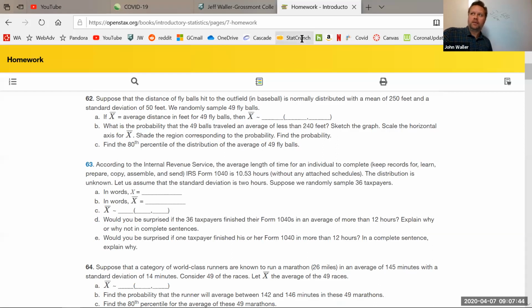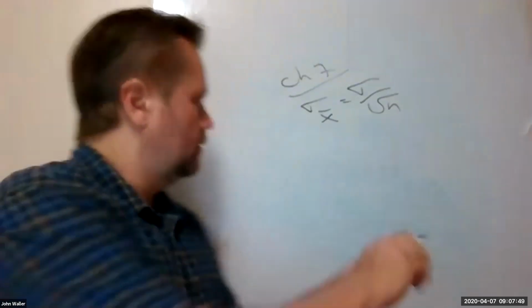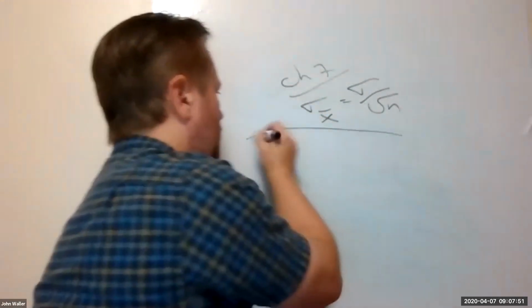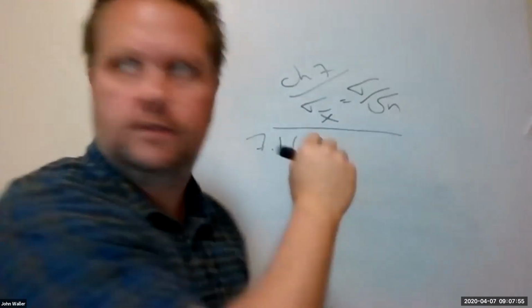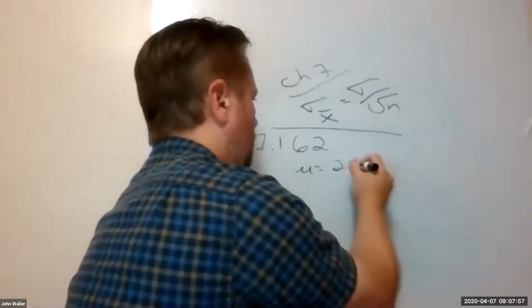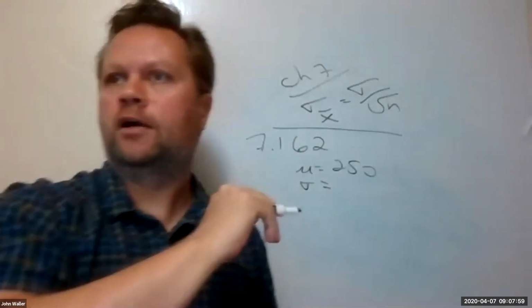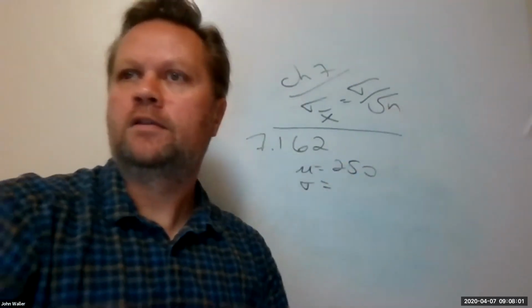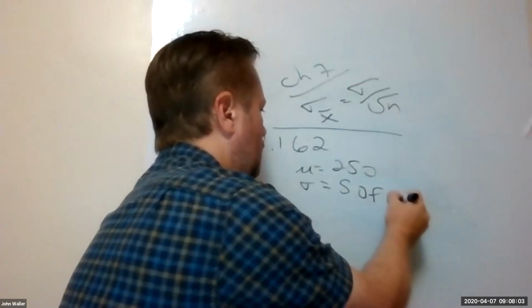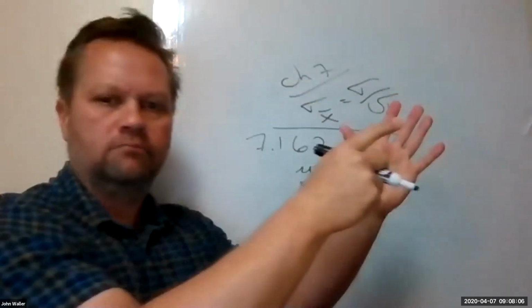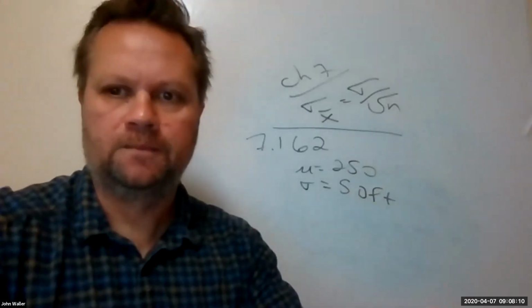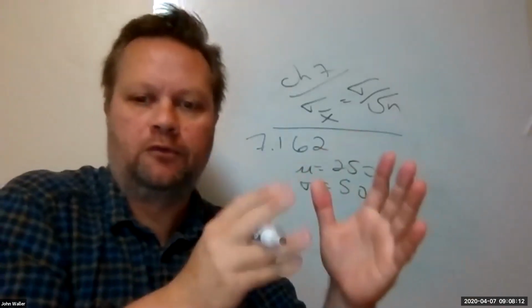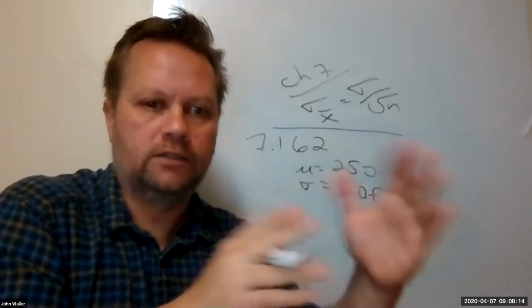So they tell me, let me stop sharing. On that one, they tell me the mean was 250 and the standard deviation, this is for just hitting baseballs. The average for a single hit over time would be 250 feet and the standard deviation is 50 feet. They take a sample of 49 hits, fly balls.